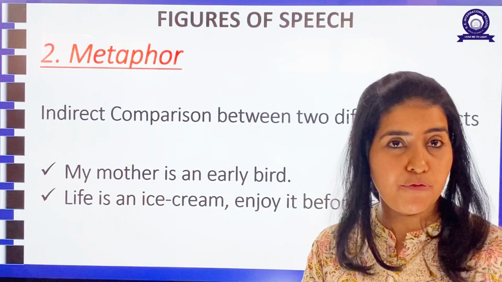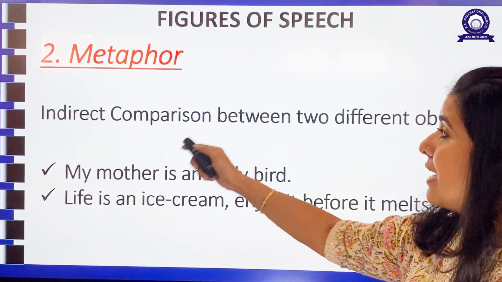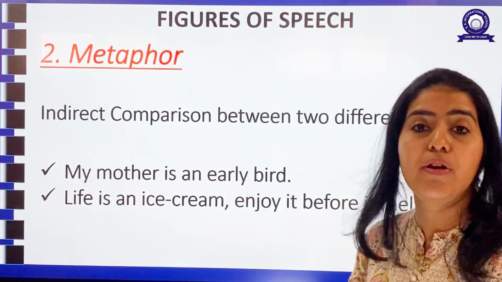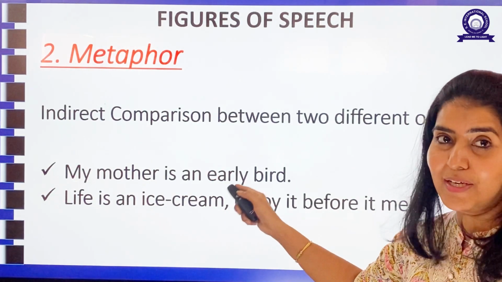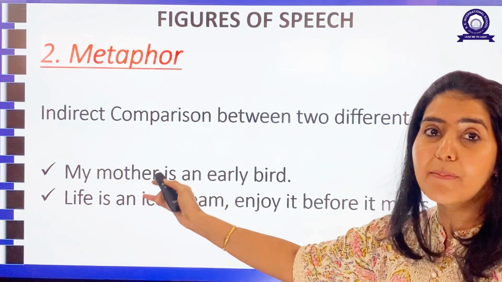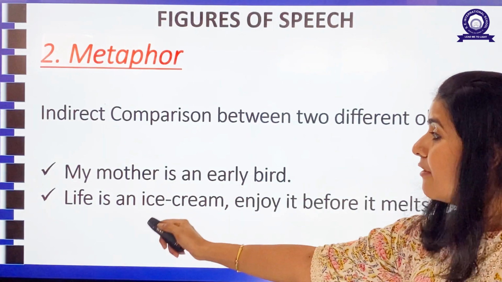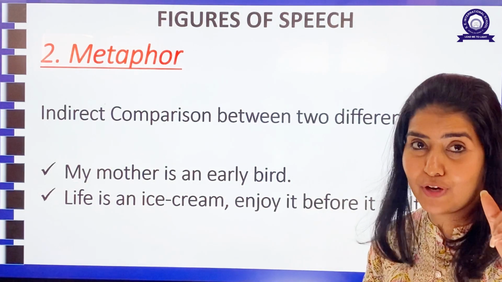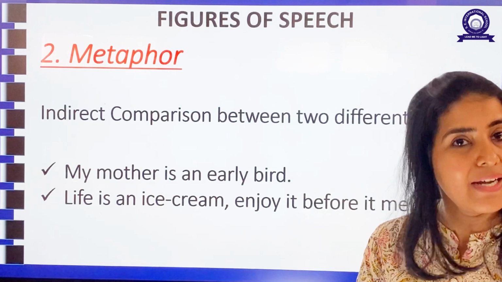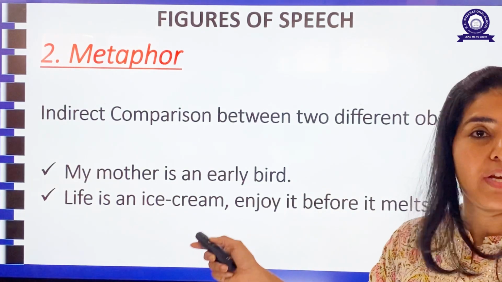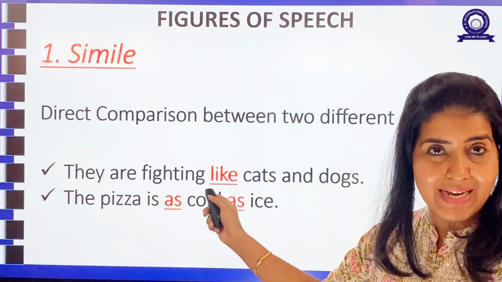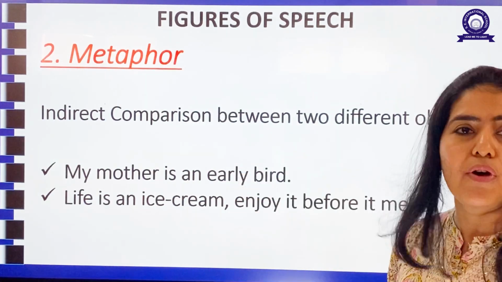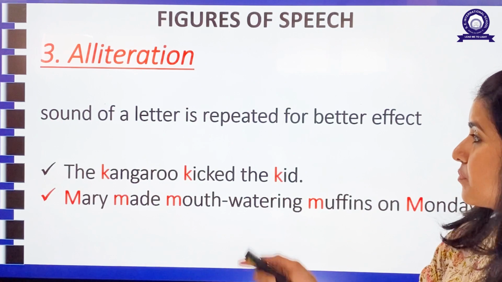Then we have metaphor. Metaphor uses indirect comparison between two different objects or persons. Like, my mother is an early bird. Here we are comparing mother with an early bird. Life is an ice cream. Enjoy it before it melts. This is also an indirect comparison. So the difference between simile and metaphor is, simile uses words like "like" and "as", and metaphor is an indirect comparison.